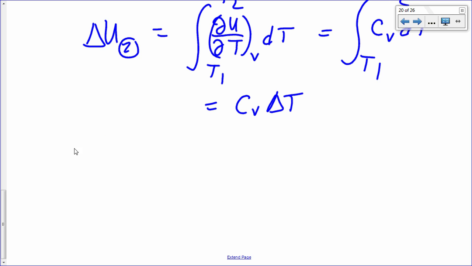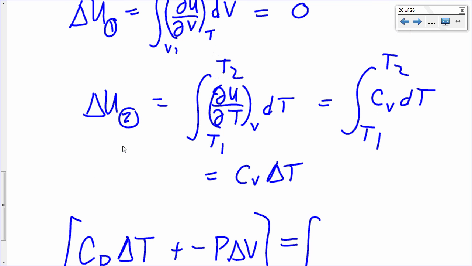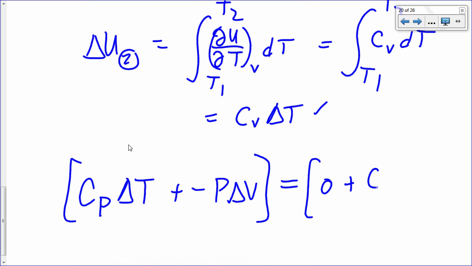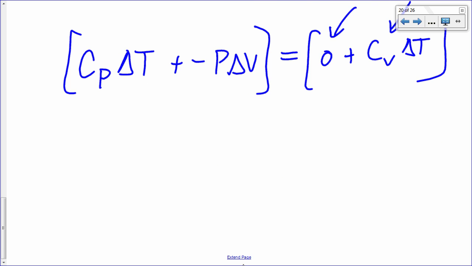Cv is a constant. So we can then say that delta U for both paths is going to be the same since U is a state function. So we say Cp delta T plus negative P delta V, this is for the isobaric path, is equal to delta U1 plus delta U2, so 0 plus Cv delta T. Or this is your isothermal path plus an isochoric path to get to the same final state.